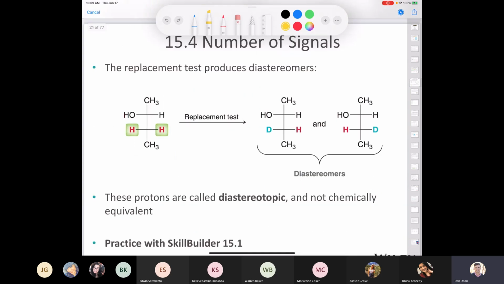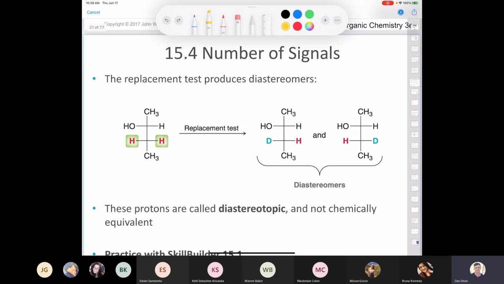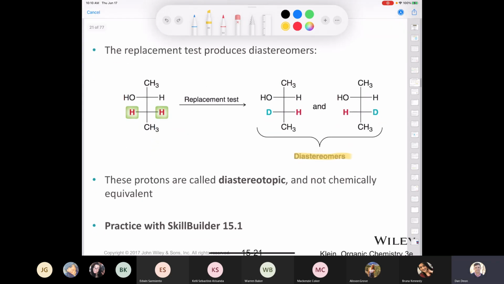Simple as that. So that's what we have to look for. So let's say you did the replacement test on these two protons that I have highlighted in green. What do you end up with in this case? You don't end up with the same compound, obviously. You don't end up with enantiomers because this stereocenter is inverted, but this stereocenter hasn't changed. So what's the relationship? These two compounds are diastereomers. Therefore, we say that the protons are diastereotopic.